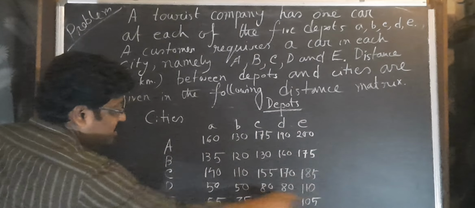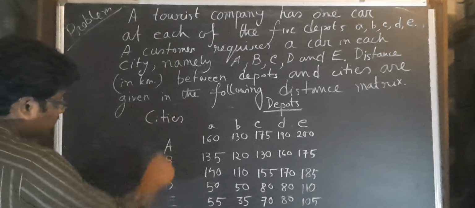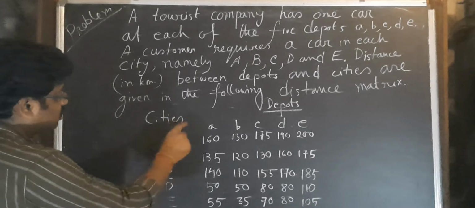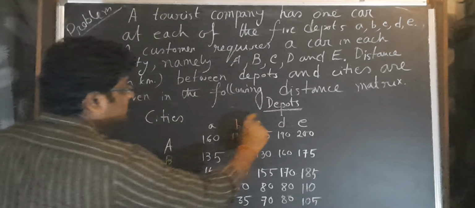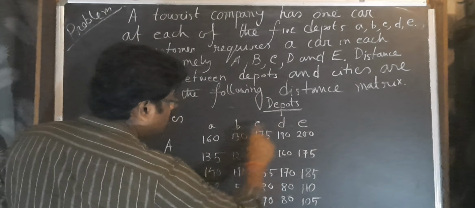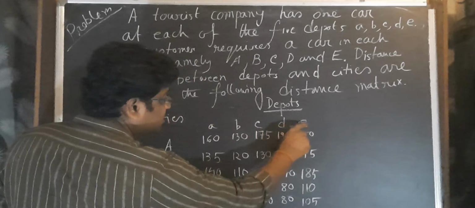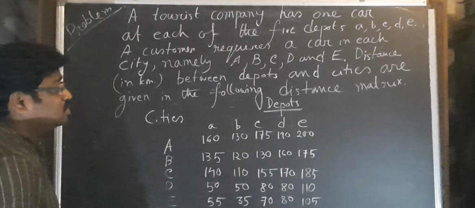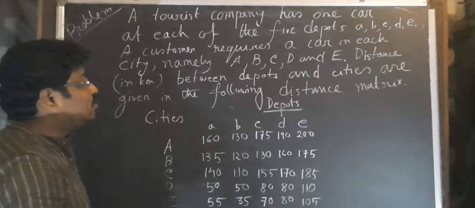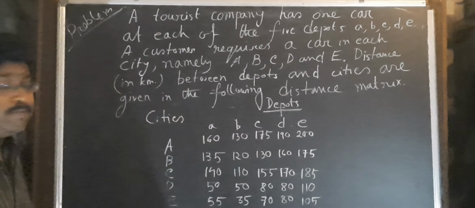This is the distance matrix. The cities are given in the columns, and the depots are in the rows. The depots A, B, C, D, E are given. So now we are going to solve this assignment problem.